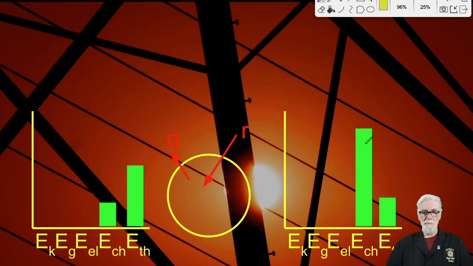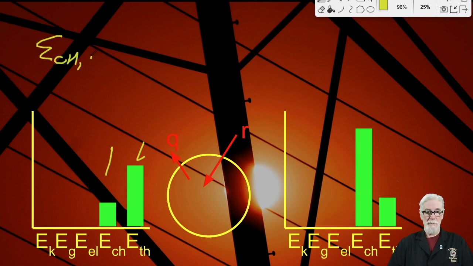Here's another one. Stop the video, write a symbolic representation, and then check in. See if you got it right. Okay, so the left-hand side, there are 2 energy storage modes. It's chem and therm again. So E chem at A plus E therm at A is our starting point.